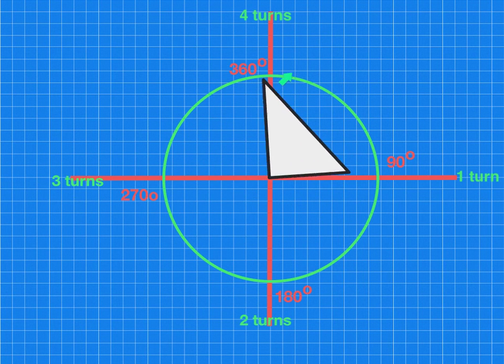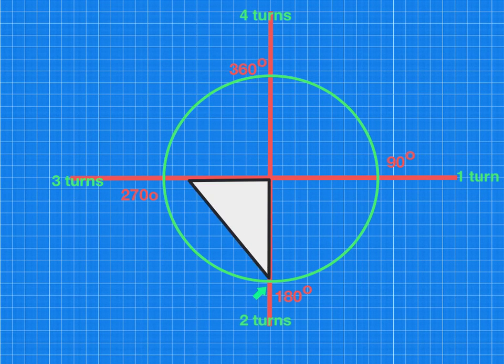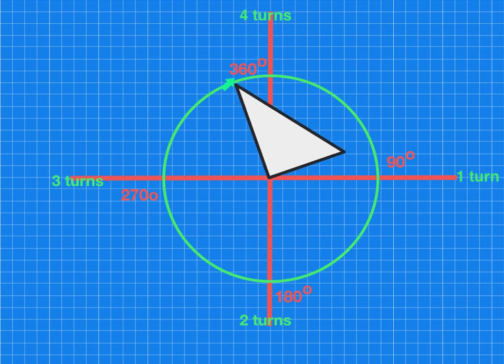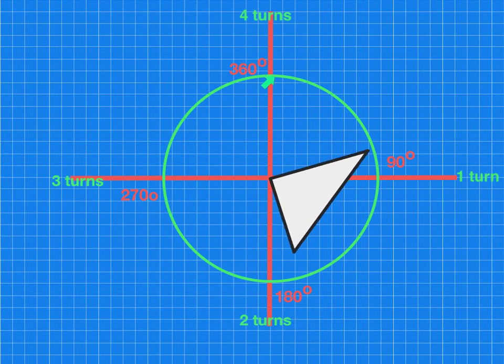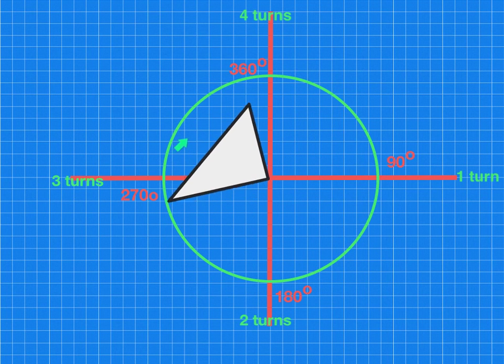So let's have a look when we get to the starting point. So that's 0, followed around, that's 90 degrees. Add another 90 degrees, we get 180 degrees. Another 90 degrees, 270. And then to get back to the position we started at, 360 degrees. So we can see how many degrees each turn is.